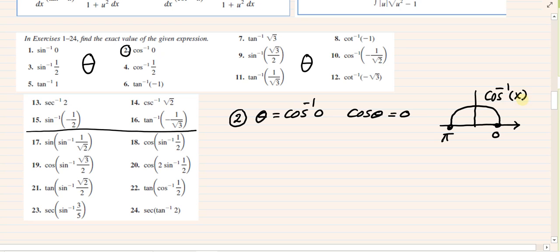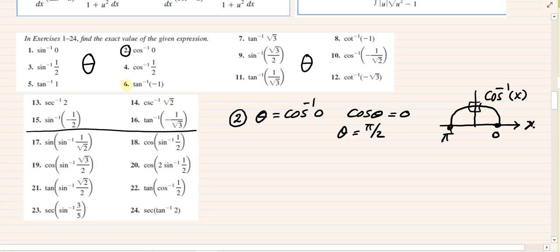So cosine of what angle is 0 in 0 to pi? Clearly cosine of 90 degrees is 0, right? So the measure of angle theta in this case is pi over 2. Now note, by the way, if I look at the full circle, at 3 pi over 2, cosine of that is also 0. But we're not going to count it because that's not in the range of the inverse. So for that reason, it's important to note what these ranges and domains are. Okay, so there you go. That's the answer to number 2.